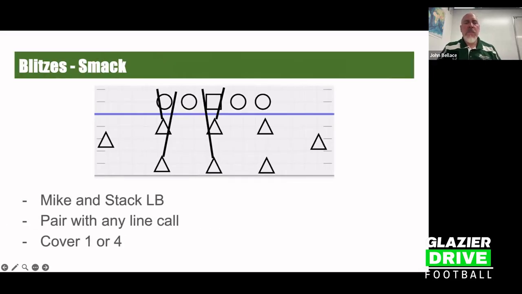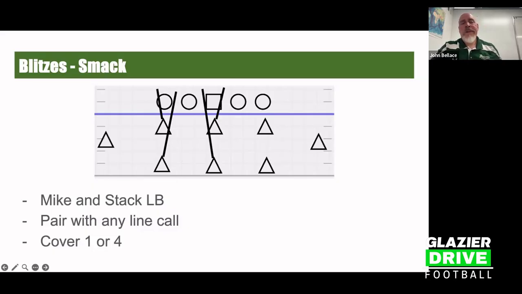All right. Smack. We got this because the S, the stack, and the M. Very creative call, I know. But smack is both of these guys going to the same side. You can pair this with any call. Again, it's just this guy's got to know if he's going there, I'm going C gap instead. So pair this with any call, basically just a way to jam up one side of that offensive line. Maybe that's where you think that their heaviest run tendency is, or that's their weakest pass protection. But this can be a good way to really pressure one side of that line. We would typically go cover 1 or 4 behind this because, again, we're vacating a couple of zones right here.